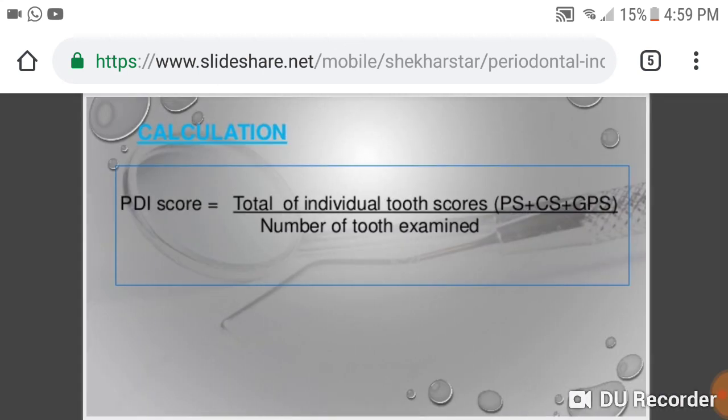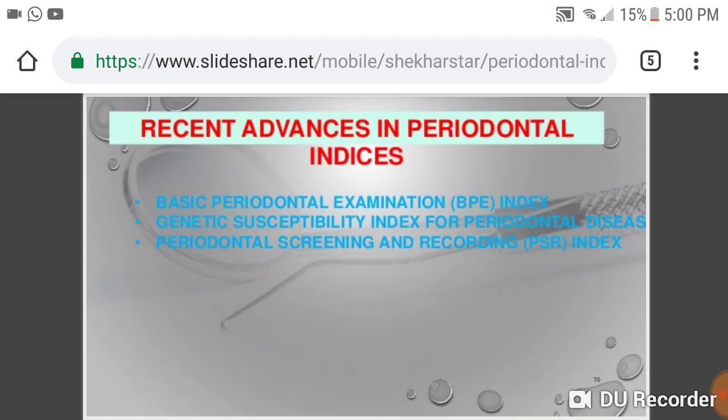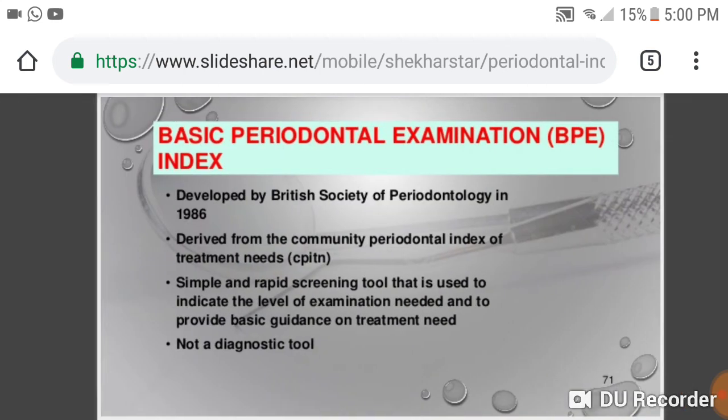There are recent advances in periodontal indices. These are the most widely accepted ones. All these indices that I've read for you in the past are the most widely accepted. But for this one, these are the recent advances in the early 90s, mid 90s, and late 90s, as well as early 2000s and the millennials. Basic Periodontal Examination Index, Genetic Susceptibility Index for Periodontal Disease, Periodontal Screening and Recording Index.